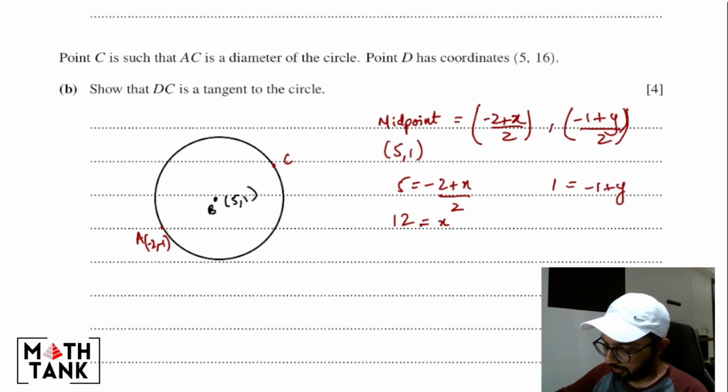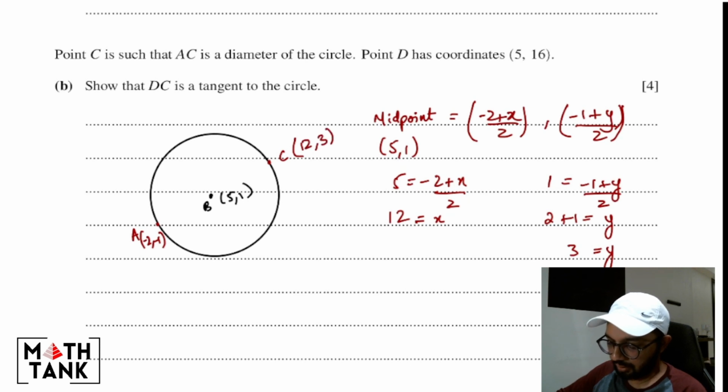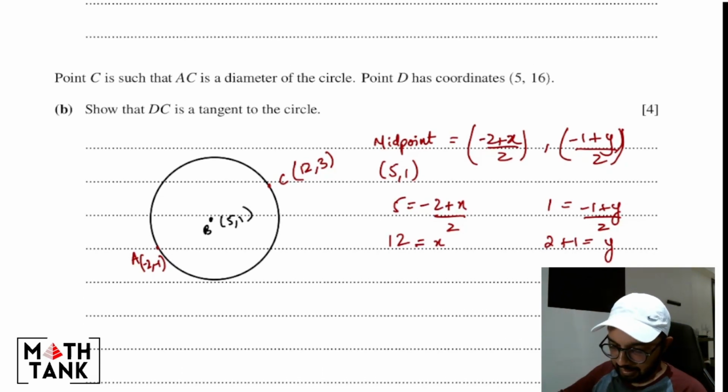Minus 1 plus y divided by 2. So 2 plus 1 is 3. So y equals 3. So C should have the coordinates 12 comma 3. Okay, sounds reasonable. Then it says that point C is such that AC is the diameter of the circle. Point D has coordinates 5 comma 16.